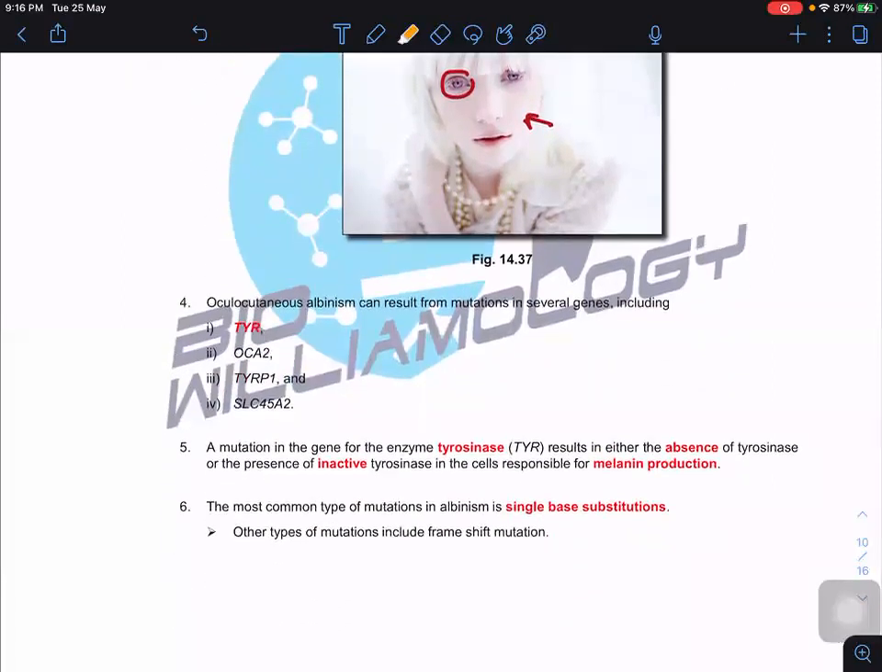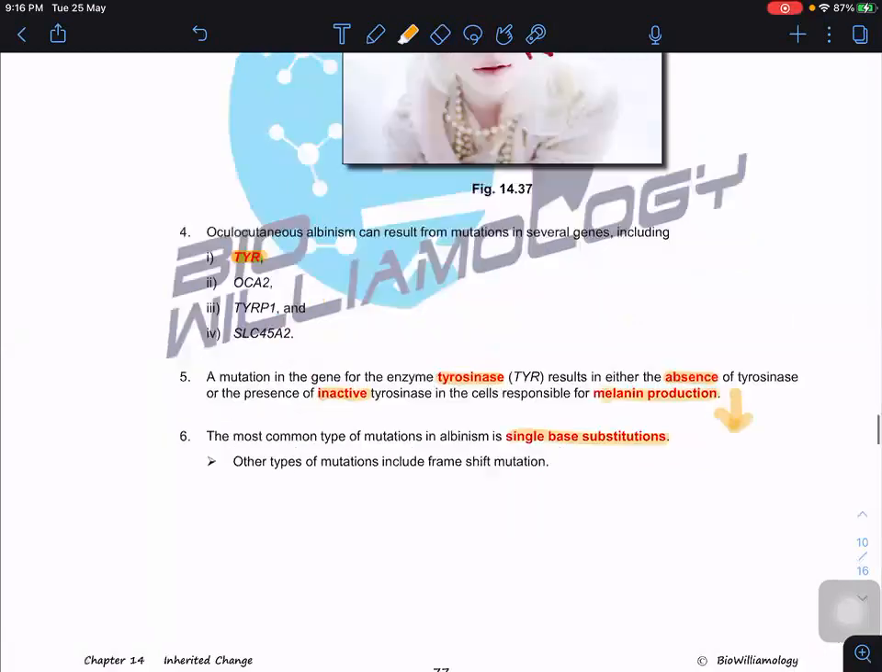Ocular albinism can result from mutations in several genes, but our syllabus here focuses on tyrosinase only, the TYR gene. A mutation in the gene for the enzyme tyrosinase may result in either absence of the tyrosinase or presence of an inactive tyrosinase. Therefore, melanin production will become low. The most common type of mutation is single base substitution, but we do have frame shifts as well.